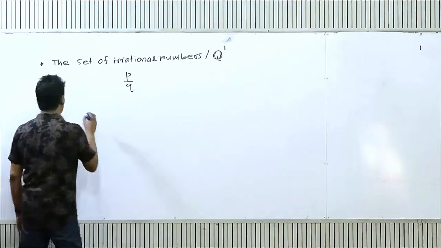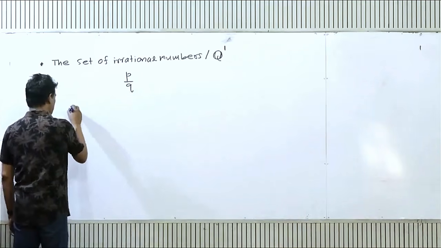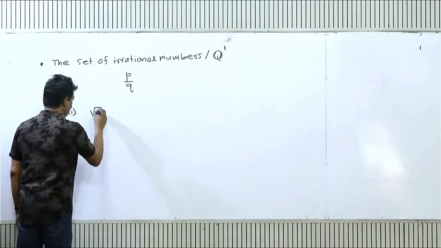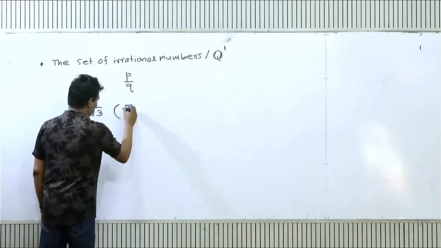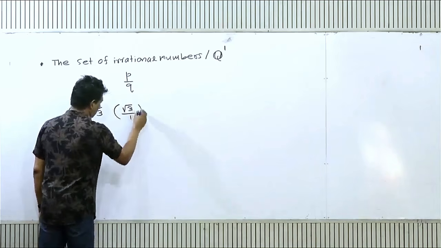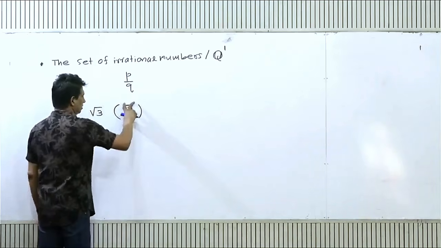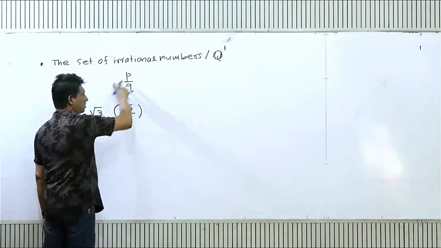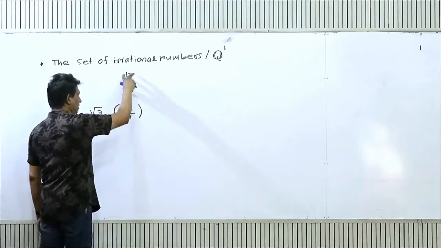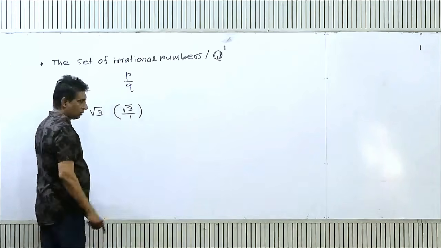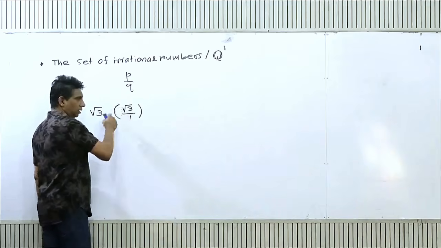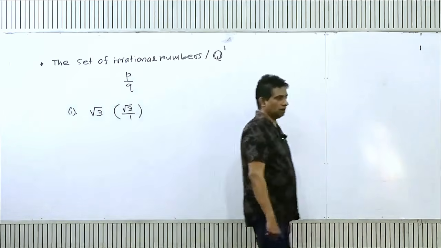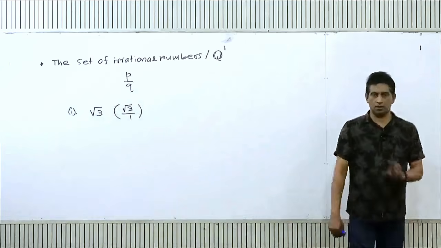As an example, if we take root 3, as earlier we can write this as root 3 over 1, but this is not the form of this one. In this form, these two numbers are integers. Here the numerator is an integer, but this is not an integer. Root 3, if we simplify that, is a decimal number.